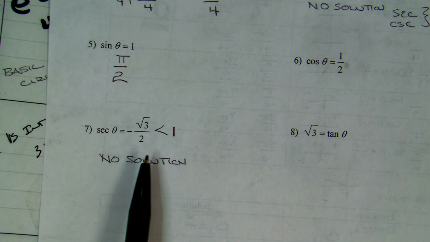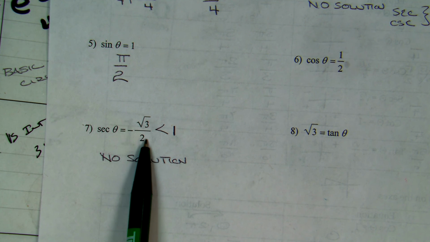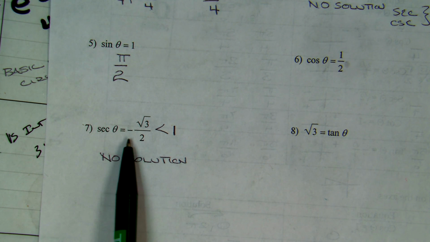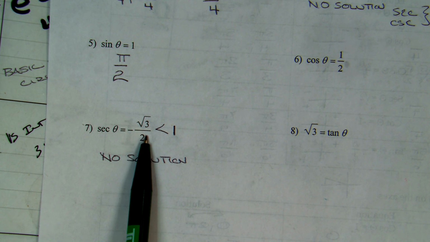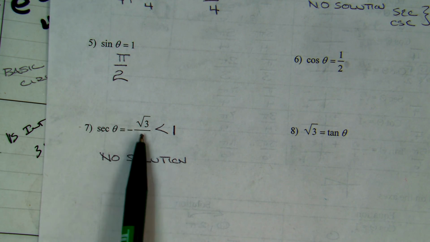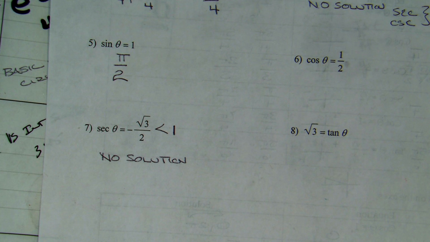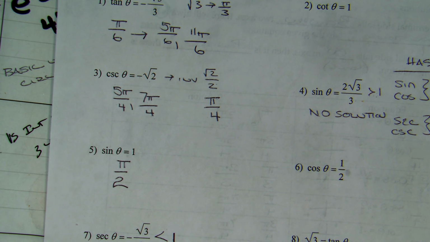They're going to try to switch that on you because you see, oh, root 3 over 2. Well, that's related to cosine. That must be the pi over 6 family. It's not, because the cosine is root 3 over 2, the secant would be 2 root 3 over 3. Last one, real quick. Sine theta is equal to 1. That's another example of one that only has one solution because it's pi over 2.